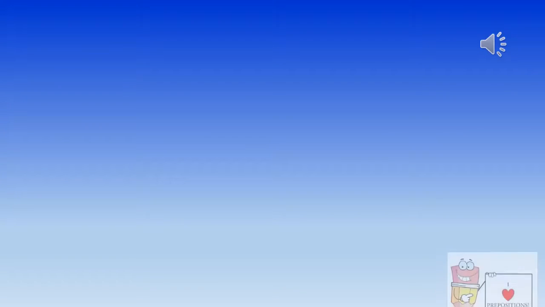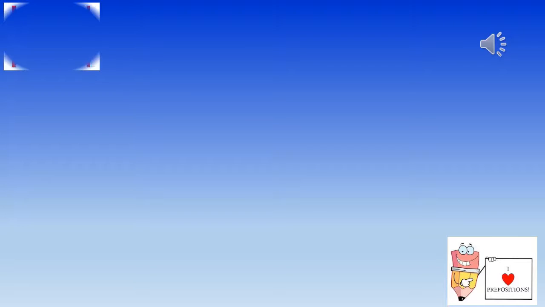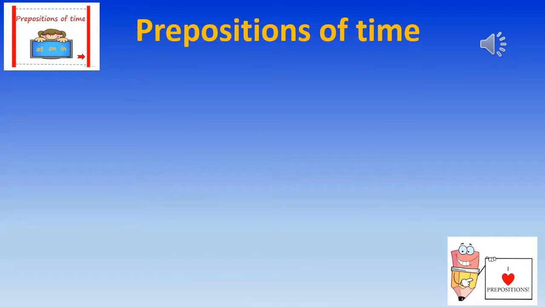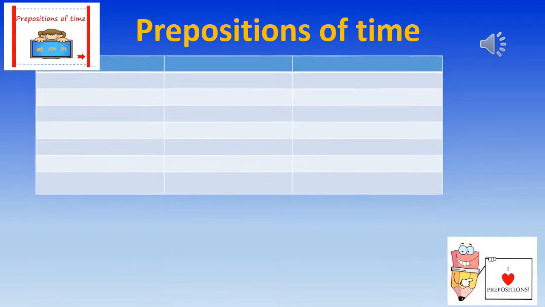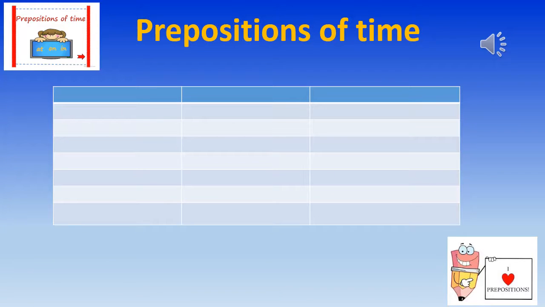And now, my students, I'm going to explain to you the prepositions of time. The prepositions of time. We have today on and in and at. I use on before the days of the week. Like on Sunday, on Monday, on Tuesday, on Wednesday, on Thursday, on Friday, on Saturday.